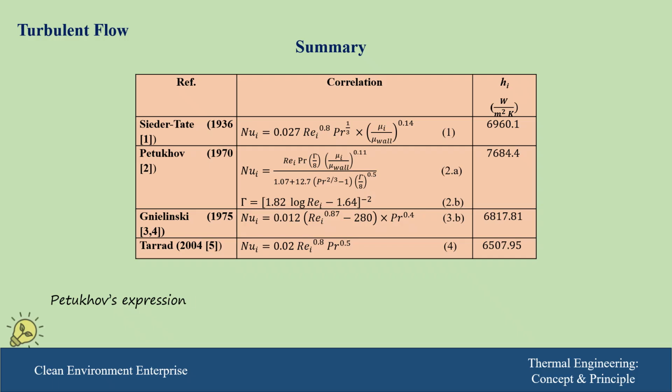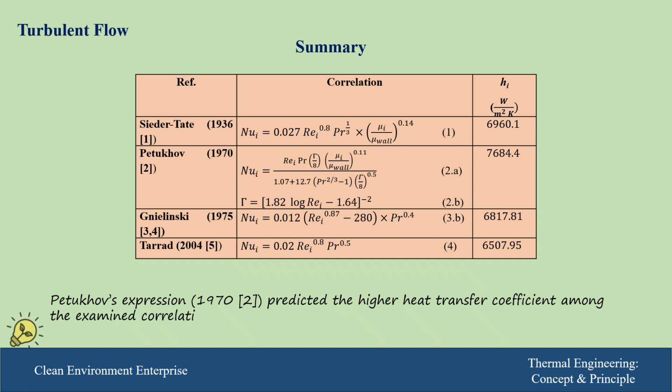As a summary, as shown in this table, we may find that Petoff expression predicted the higher value of heat transfer coefficient as compared with other correlations. We may find also Tarrat's correlation predicted the lower value, that is corresponding to 6507.95, and the other correlations occupied the space between the higher and the lower value.